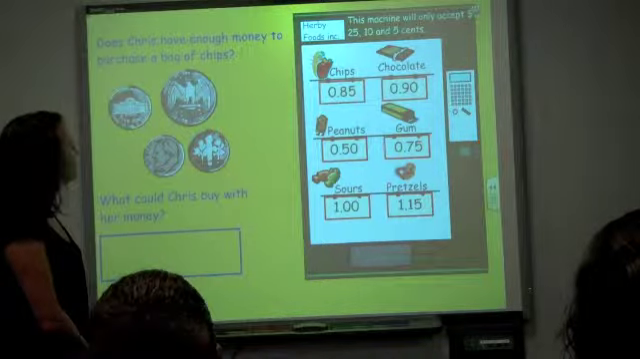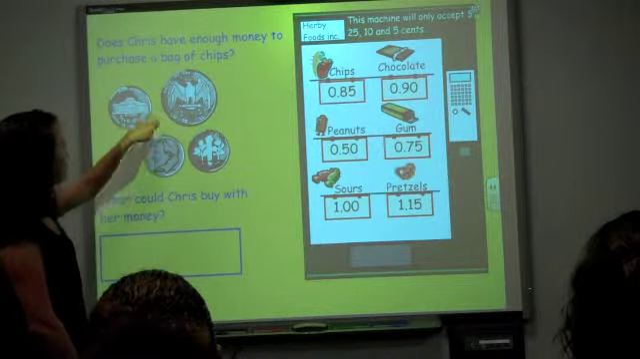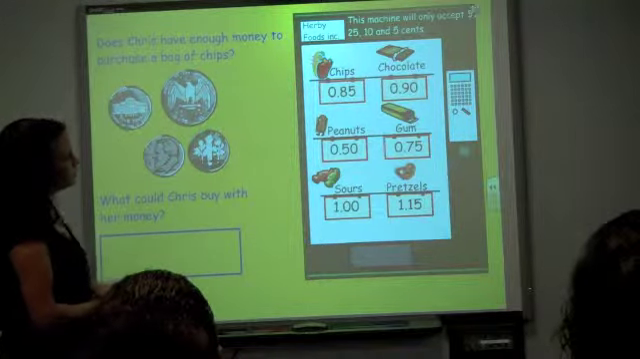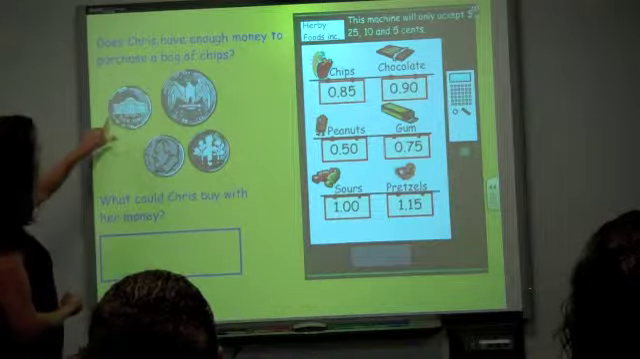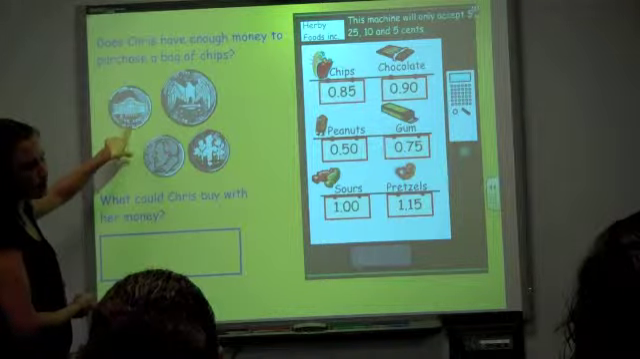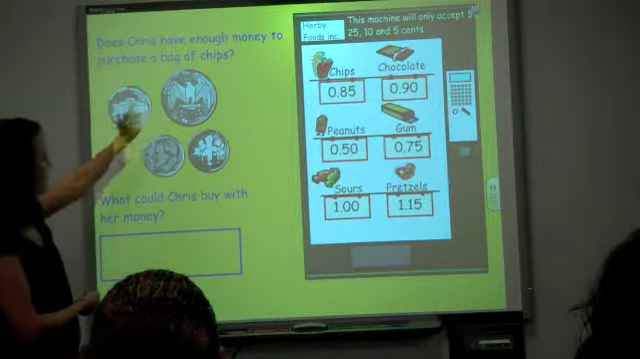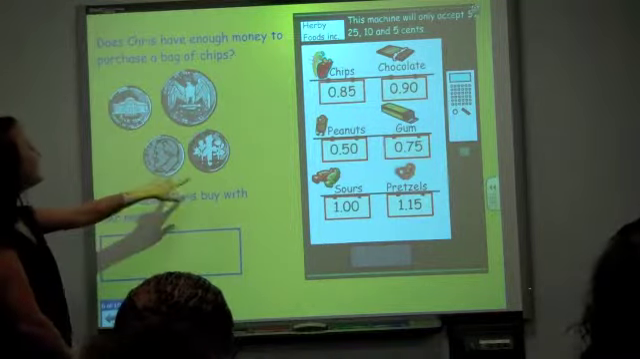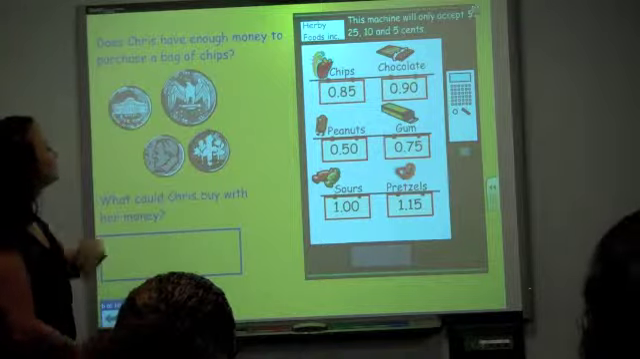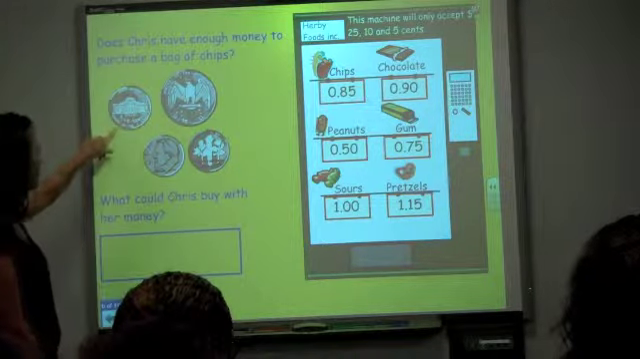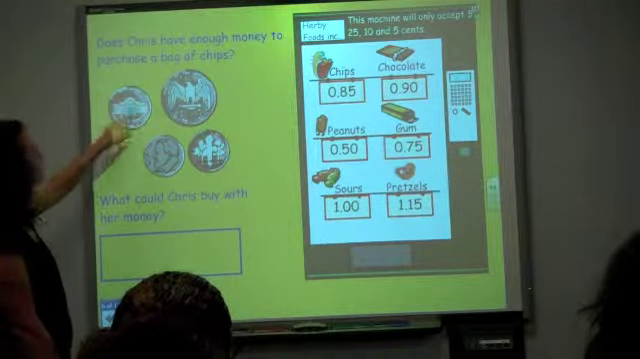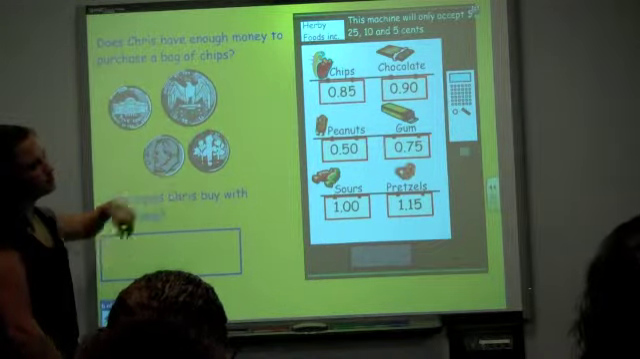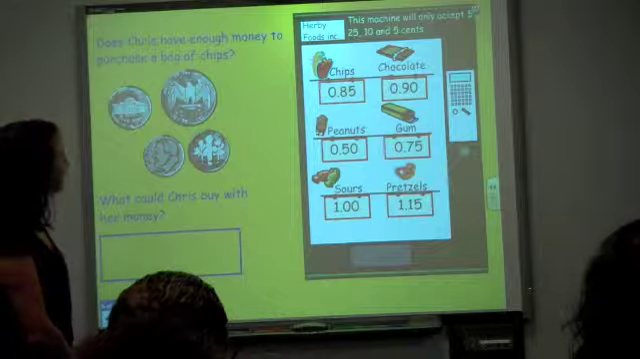First of all, we need to figure out how much money is up here and then look to see how much the chips are. So for this first coin, that is a nickel. Okay, and a quarter. I'm sorry. What's the next one? I think it's a quarter. Okay, and then what are these two? Dimes. Okay, so we remember that the nickel is how much? 5 cents. The quarter is 25 cents. The 2 dimes are 10 cents a piece. Okay, so how much do we have up here?